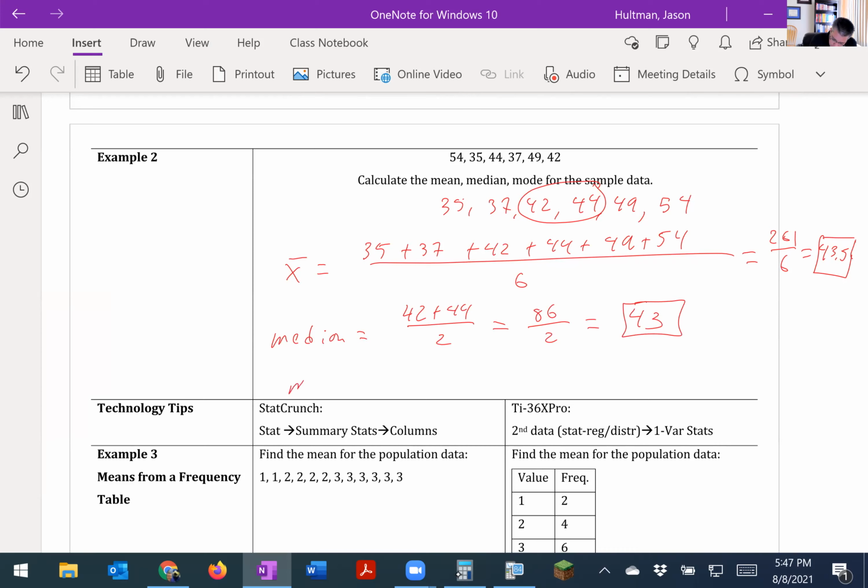And then what's the mode here? Well, there is no number that occurs most frequently. They all occur with the same frequency. They all occur once. So we would say that there is no mode.